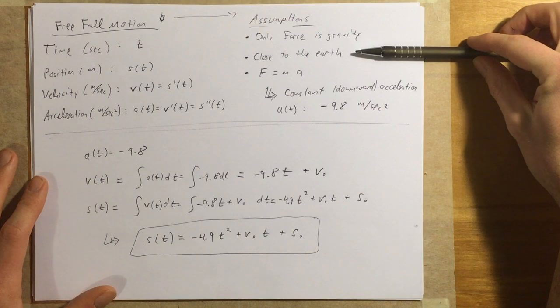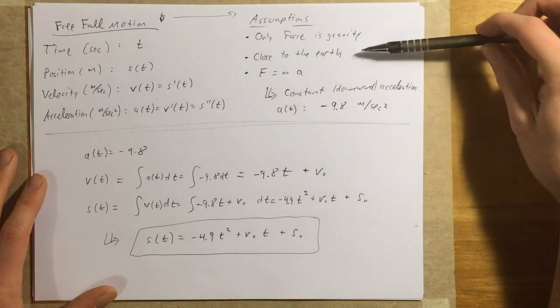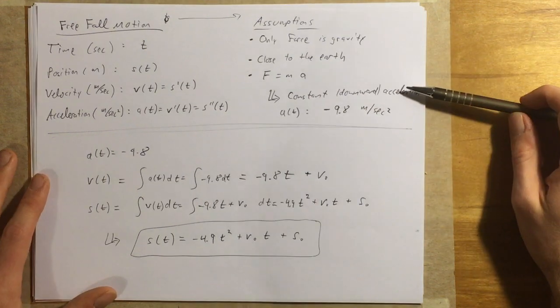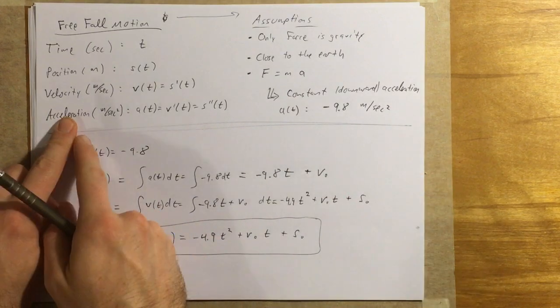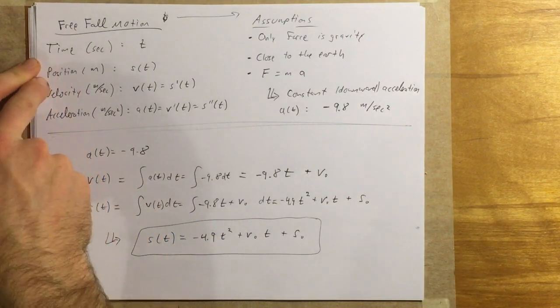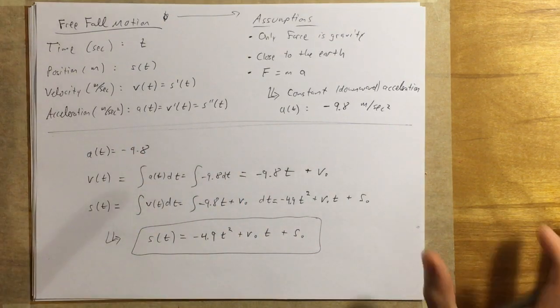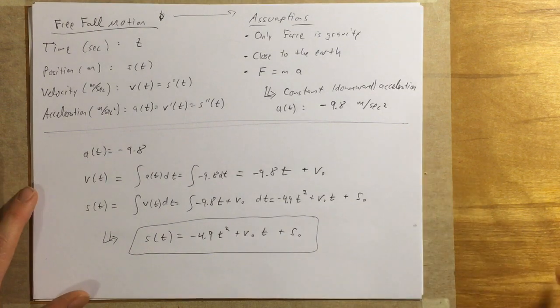We're being close to the Earth, so that is going to be constant. The only force is gravity, close to the Earth, so gravity is constant. Mass is constant, therefore acceleration is constant, and then just do two integrals to get from acceleration back to velocity and then back to position. So this formula comes straight out of the rules for integration. This is really cool.